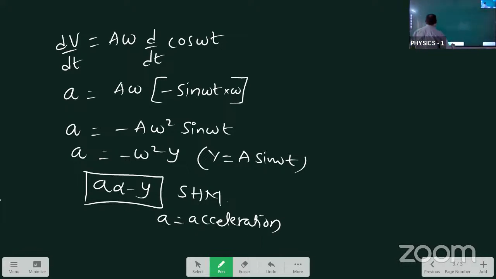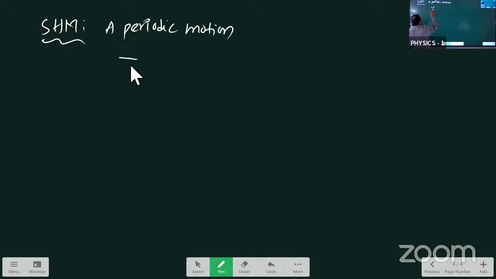First, SHM, same question, same answer, just a slight variation. SHM means simple harmonic motion. It is a periodic motion, and you write it like this: a periodic motion with two conditions. One, to and fro. Next, acceleration is directly proportional to displacement, with opposite direction. That alone is simple harmonic motion.